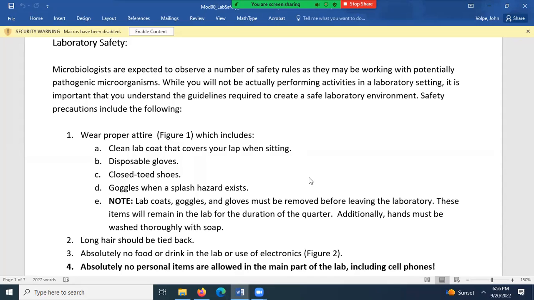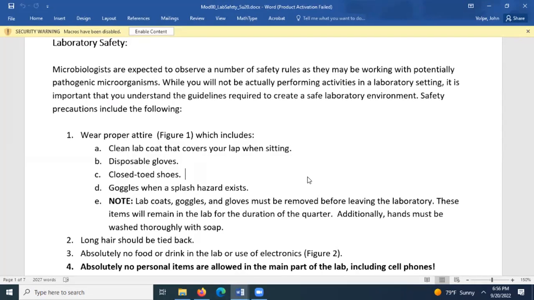Closed-toed shoes? Say again? I didn't hear you. Closed-toed shoes? Yeah, so the question asks, what do you put on before you come to the lab, and what do you put on after you come to the lab? You put on closed-toed shoes before you come to the lab. What do you put on after you enter the lab?